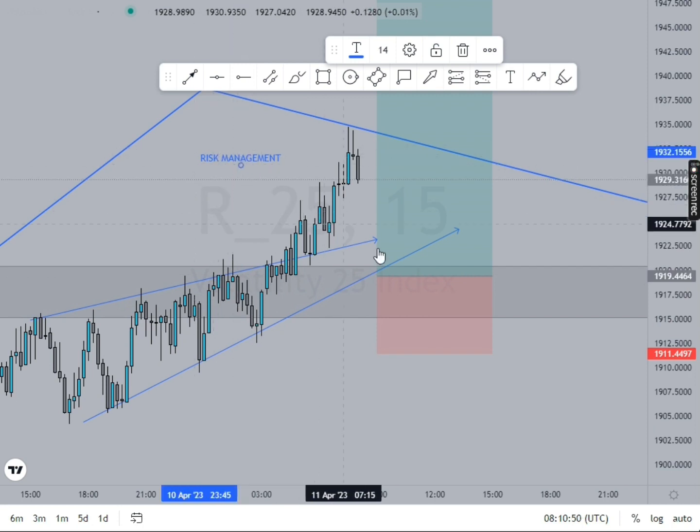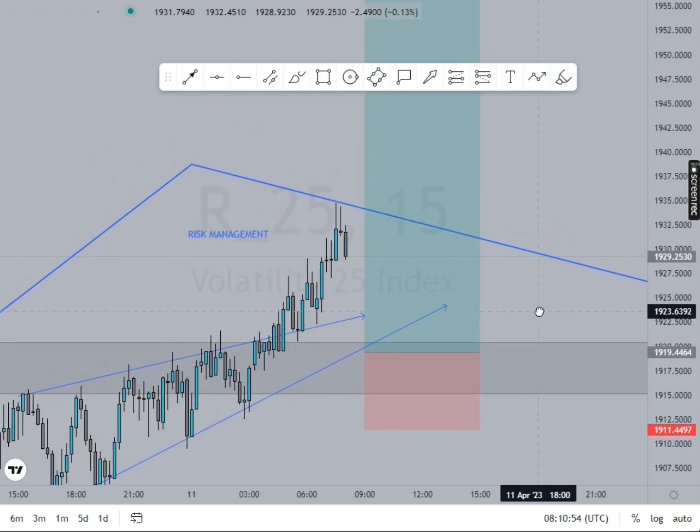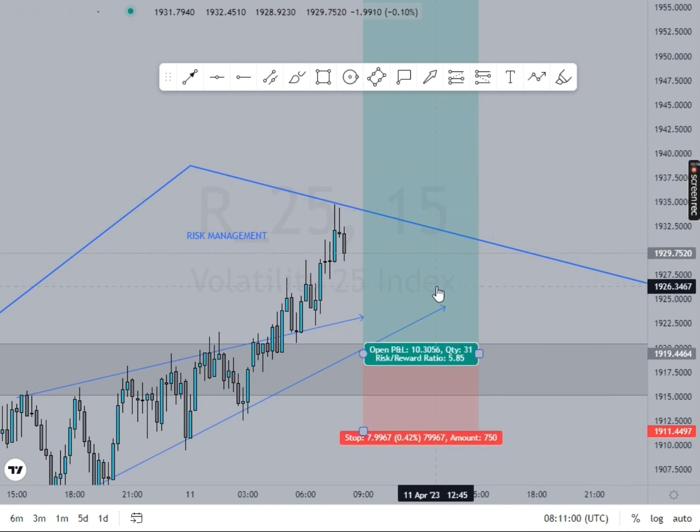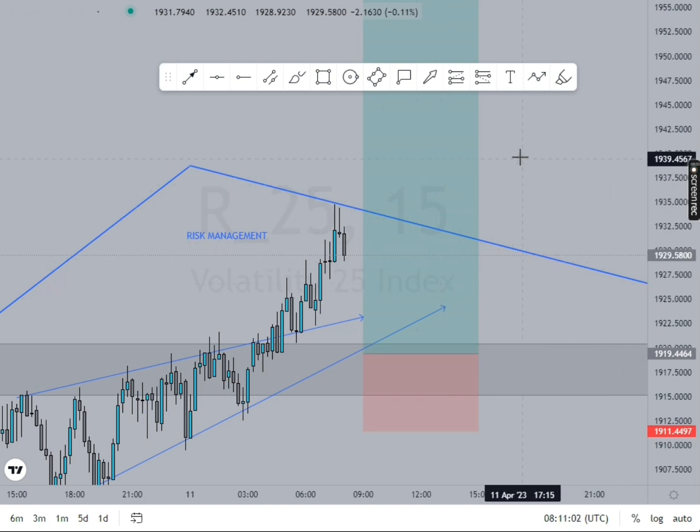The other aspect of risk management is, how much are you risking and how much are you gaining? If you're looking at risk management of 1:1, meaning if you're risking $10, you want to make another $10. Then there's 1:2, where if you're risking $10, you want to make $20. You always have to aim for either 1:2 or 1:3. Why is that? Because it's not every trade that you're going to win. So in a situation where you're risking 1:1, you're risking $10 to make $10.